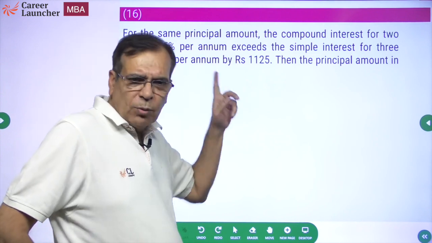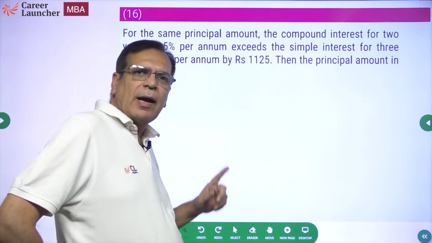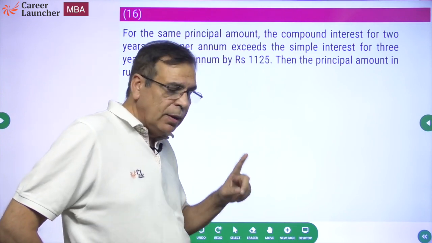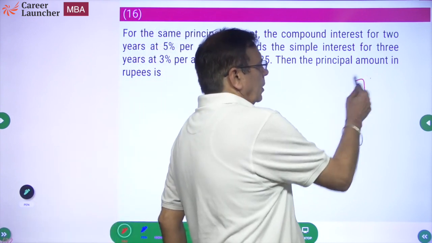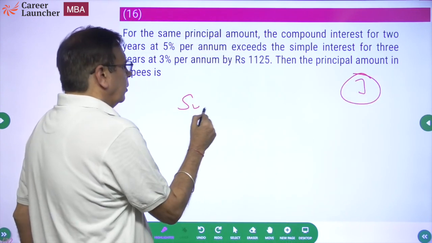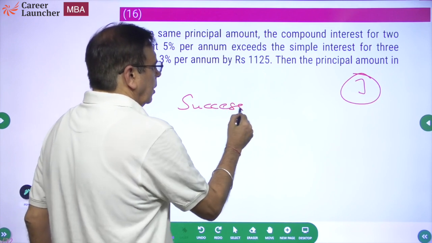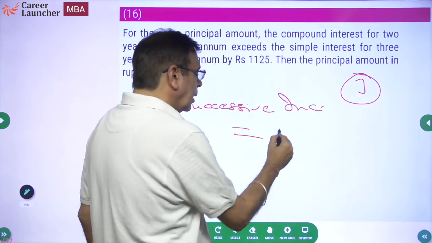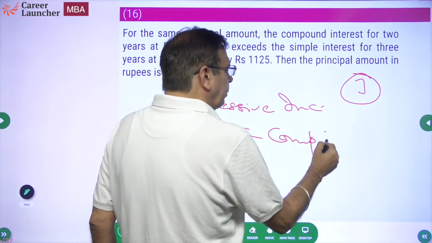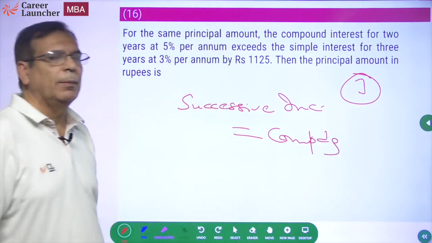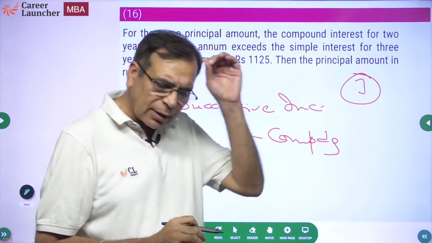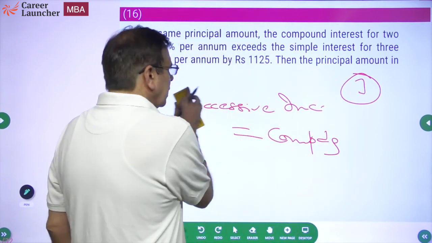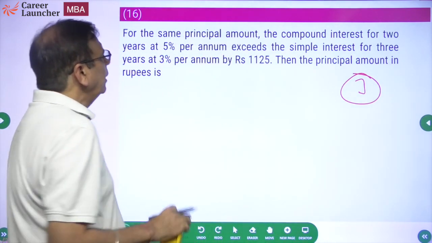Basics of calculation is what is important. If you understand basics of calculation and if you remember, the jugaad out here is successive increments are the same as compounding, or rather compounding is the same as successive increments. जहां compounding कहते हो successive increments लगा सकते हो. ये चीज याद रखो. Okay, let's look at the question.